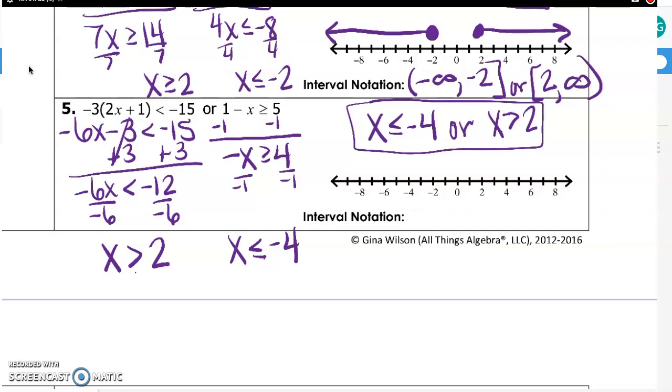So for our graphs, we would have a closed circle at -4 and go to the left. Then we would have an open circle at 2 and go to the right. Our interval notation goes from -infinity to -4. -infinity has a parenthesis, -4 has a bracket. Or 2 to infinity. Infinity always has a parenthesis. 2 also has a parenthesis because it's an open circle.